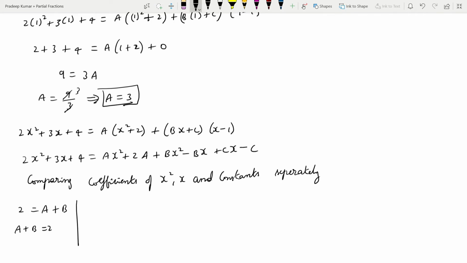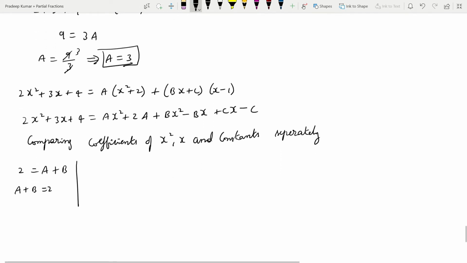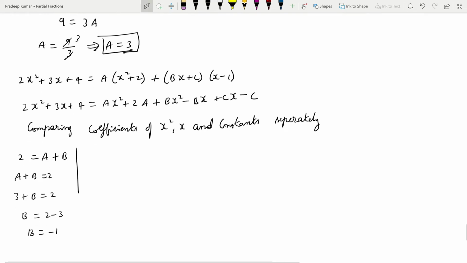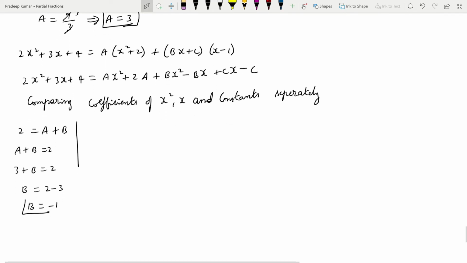Alright, and now here we already have a value, that is a equal to 3. We'll just substitute here. So now 3 plus b is equal to 2. So sending 3 to the other side, 2 minus 3. So we are getting the b value as minus 1. Alright. So b value also we got, a value also we got. So we'll try to find out the c value.